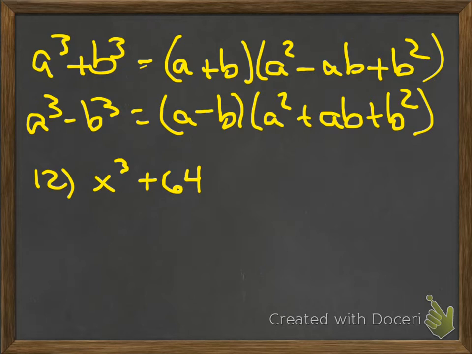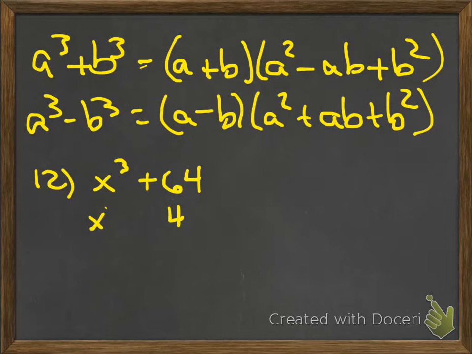All right. Now, when I'm doing these, what I like to do is identify what's A and what's B. The cube root of x to the third power is just x. So my A is x. What number times itself 3 times would give you 64? 4. So your B is 4. Okay, then I can plug those x and 4 into the formulas where they belong.